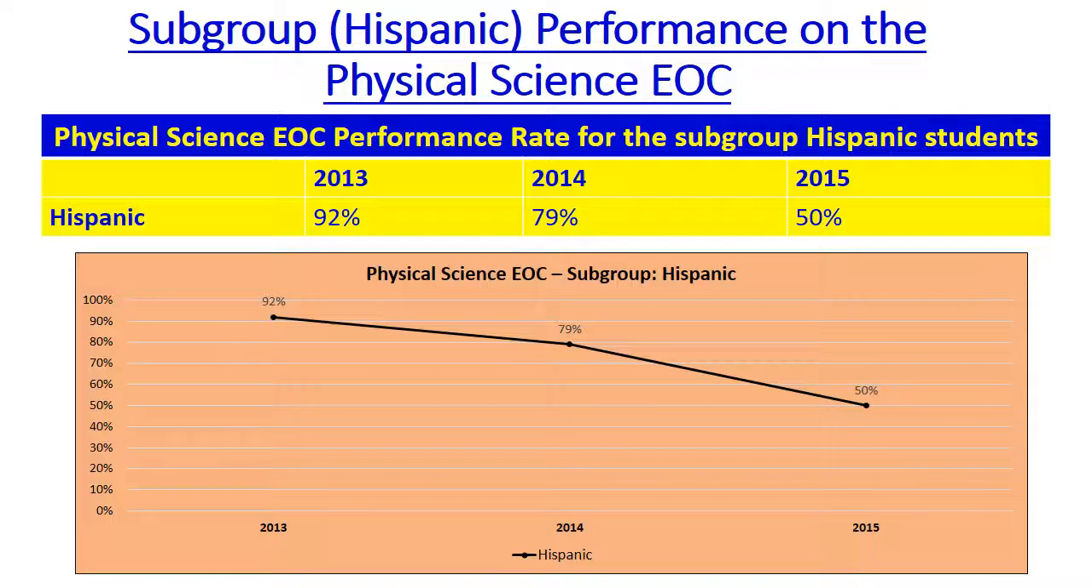And moving on to the Hispanic group in physical science, you see that they have a big drop from 2013 to 2014 from 92% to 79%. And in 2015, they saw an even greater drop to 50% on proficiency rating in the physical science EOC exam.